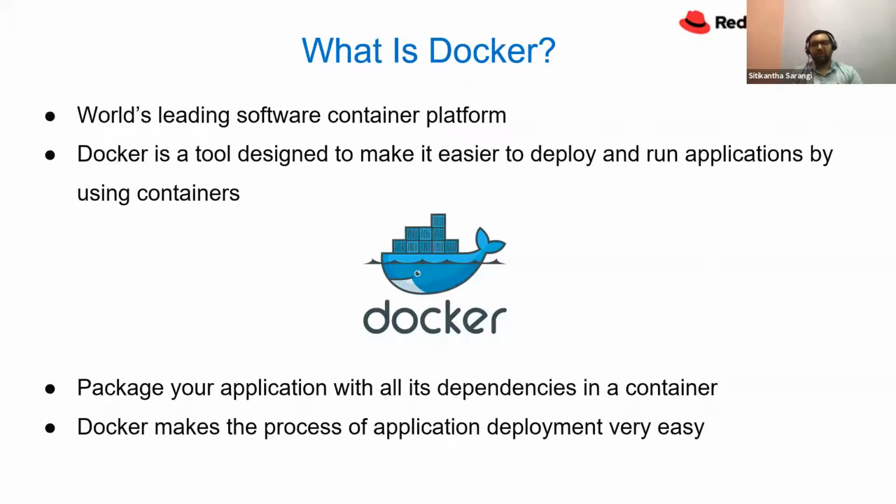Suppose you have a Java code, or you have a Node.js code, or you have a Python code, right? You have to first compile it and build it to an application binary. Then you are deploying it on an application server, right? That is how we are doing it. But how to do it in a container way?